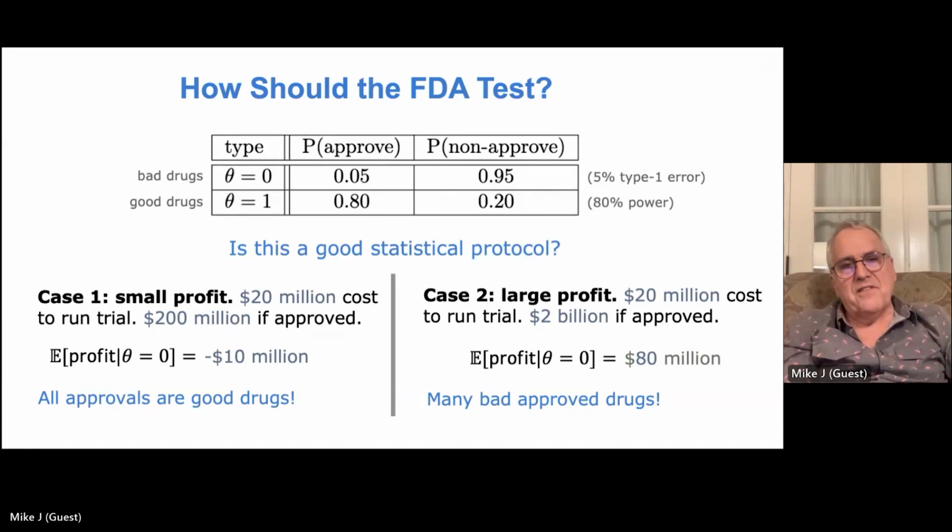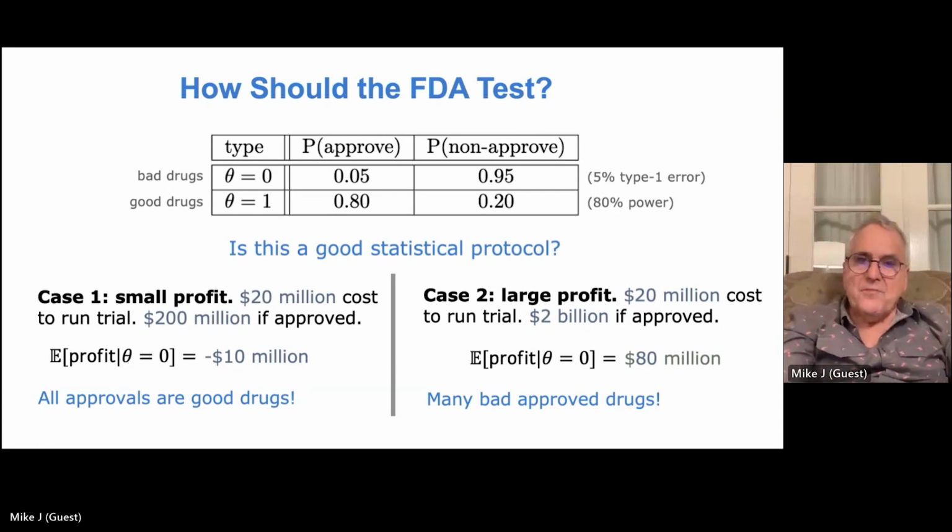Okay, it's a hypothesis testing problem. The Neyman-Pearson approach is optimal. So if it's a bad drug, theta equals 0, meaning it's not an effective drug, then let's set up a test so that the probability of approval is 0.05, 5% false positives. If it's a good drug, let's make sure the test approves it with 80% probability. That's the power. And that's a good statistical profile. In fact, it's optimal.